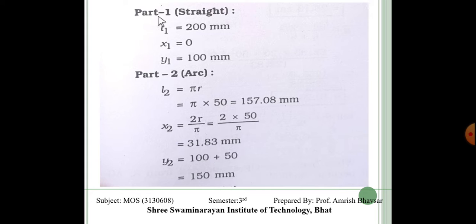Part 1, first straight line, length 200 centimeter, x1 0 as you know, y1 100 centimeter. Second arc, again pi r, x2 2 pi r, 2r upon pi, and y2 100 plus 50.